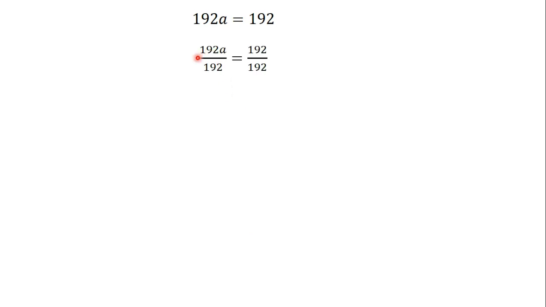We divide the left-hand side by 192, and we divide the right-hand side by 192. And this will give us a is equal to 1. So we can say that the first term of the GP is 1, since a is the first term of the GP.